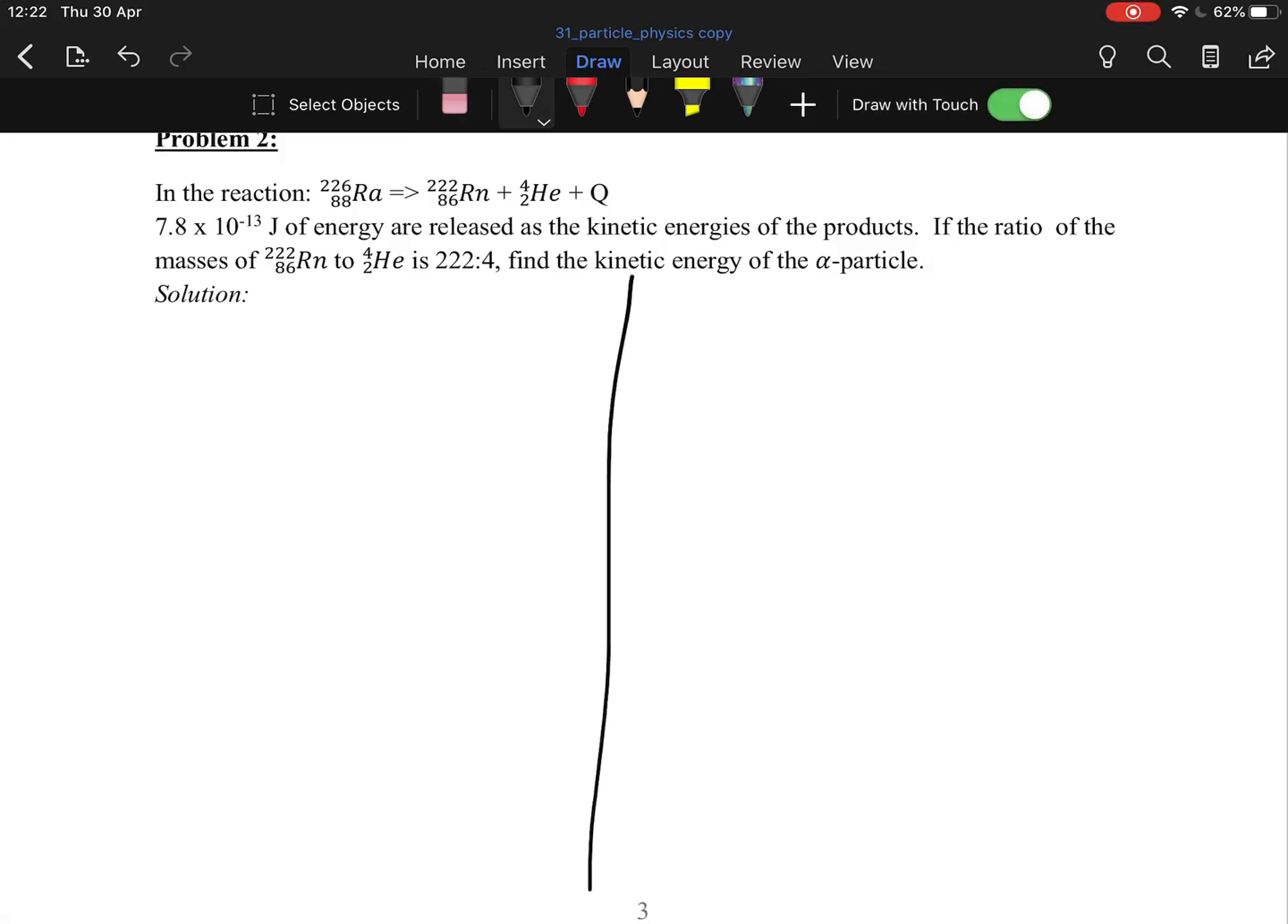Good, the pen has stopped working. So therefore, 222 over 4 equals V of the helium over V of the radon, or Rn. Can we divide that even further? 222 divided by 4. This gives me a nice clean number.